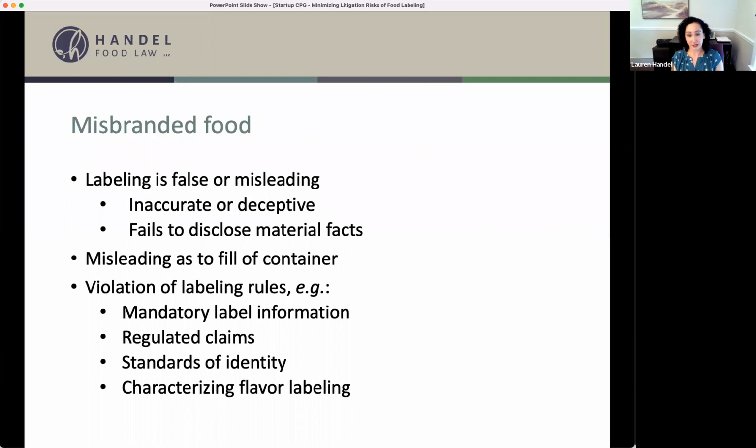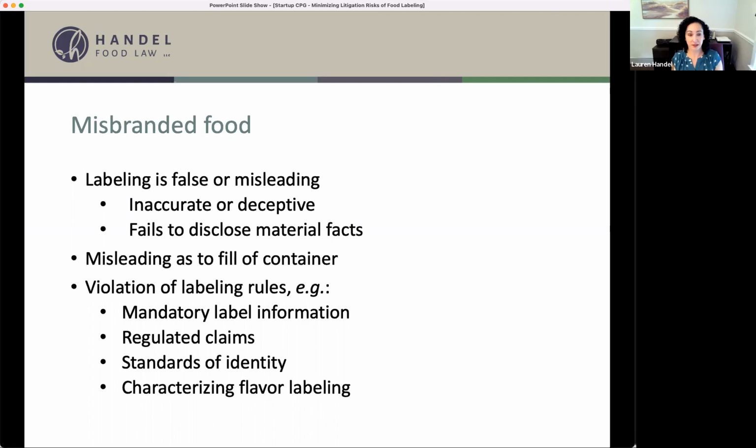So misbranding is a concept in food law. It's one of the big prohibitions that you shall not misbrand food. And there can be a variety of understandings of what is misbranding. It's illegal to sell a food product that is misbranded, to cause it to be misbranded, even just to hold a product that is misbranded for distribution in the United States.